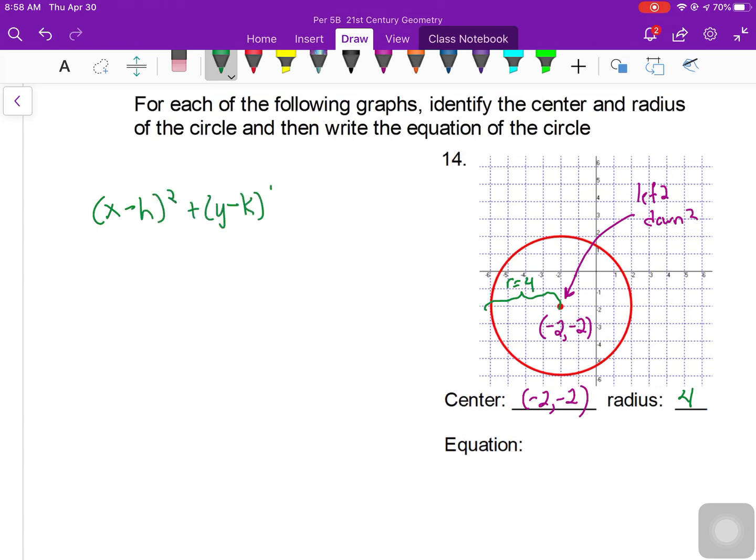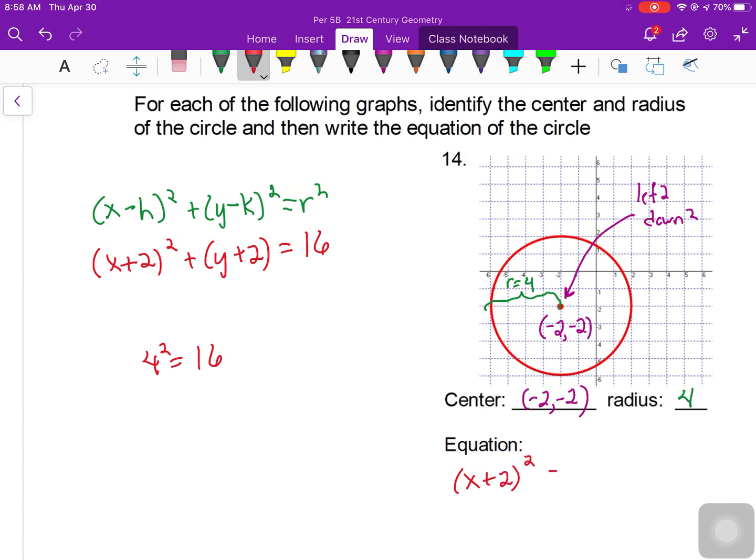Since the center is not at the origin, I have to follow the pattern, x minus h squared plus y minus k squared equals r squared. If I fill in the -2 and the -2, recall that in the equation it's the opposite, so I would have x plus 2, and then I would have y plus 2, and then I also need the radius squared, and if I take 4 squared I get 16, so 16 goes here. My equation, therefore, is x plus 2 quantity squared plus y plus 2 quantity squared equals 16.